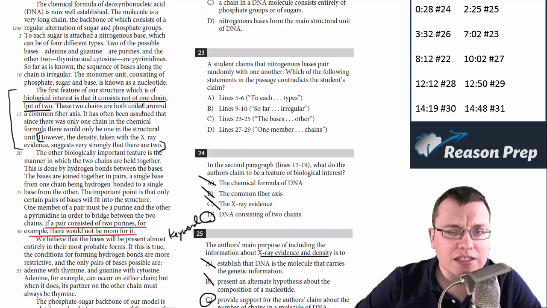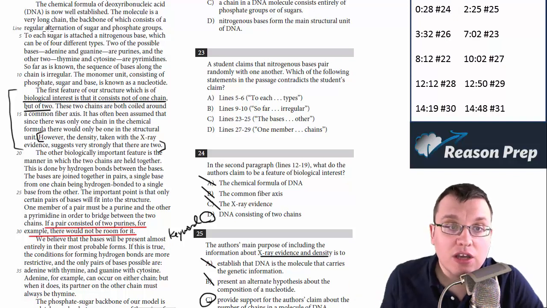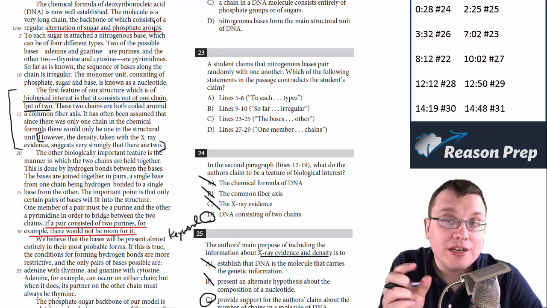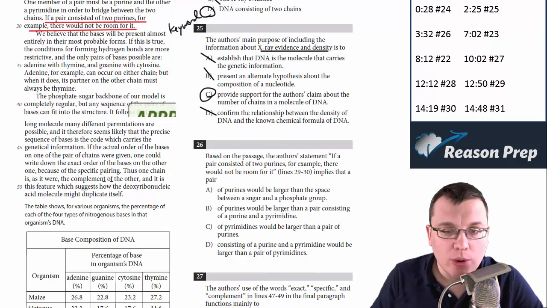So if we go back to the discussion, the chain that makes up the backbone is an alternating of sugar and phosphate groups, but the pyrimidine-purine bridge is between chains, not within the chain. So A is not quite right.